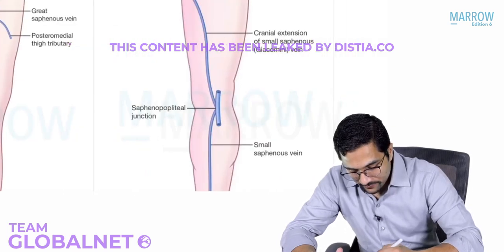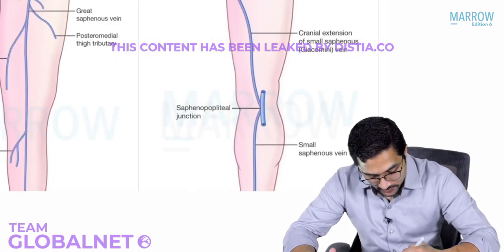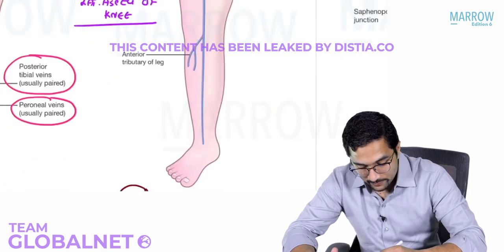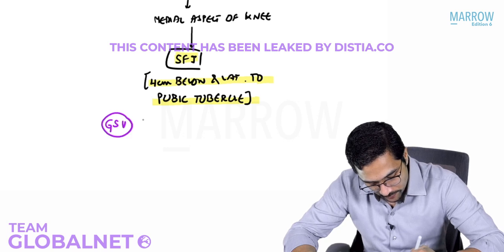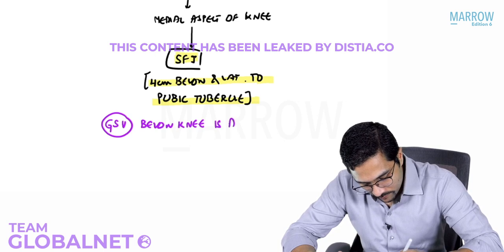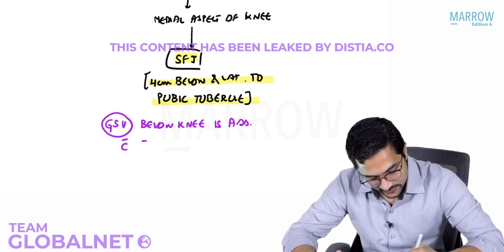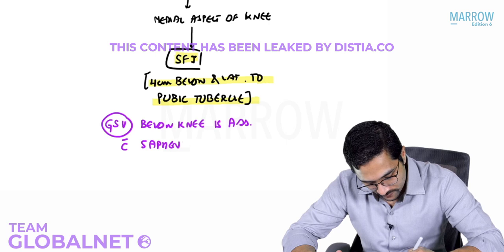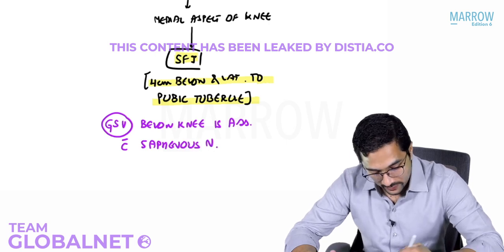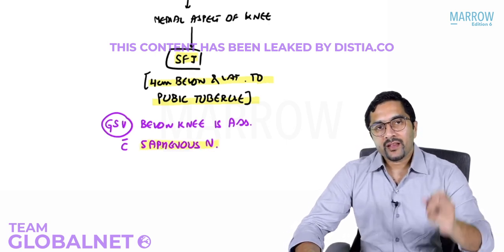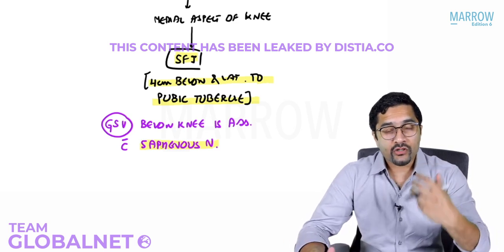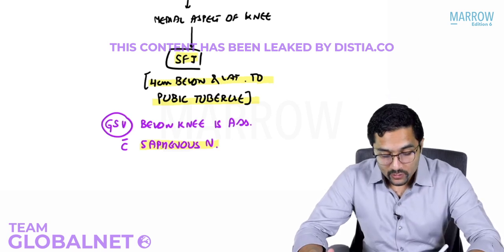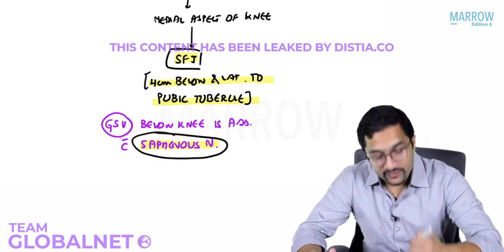So this was the great saphenous system. One more thing which I want you to know, which is very important for the exam, is that the great saphenous vein below the knee is associated with the saphenous nerve. What is the importance of this? The importance is that if you do stripping, which we'll talk about later, for the great saphenous vein, then you can injure the saphenous nerve.